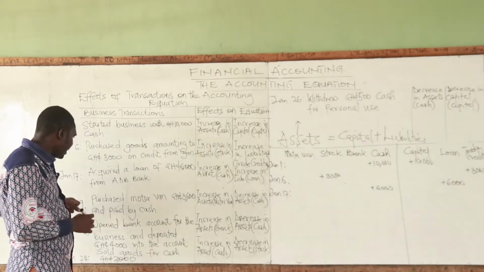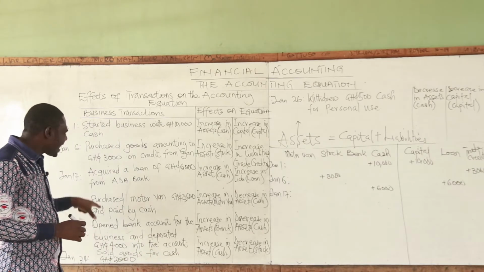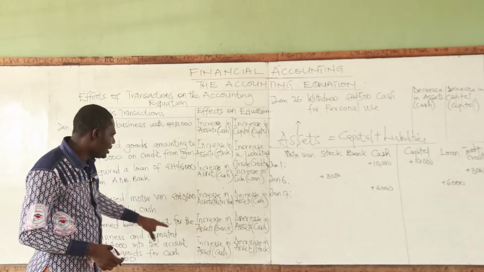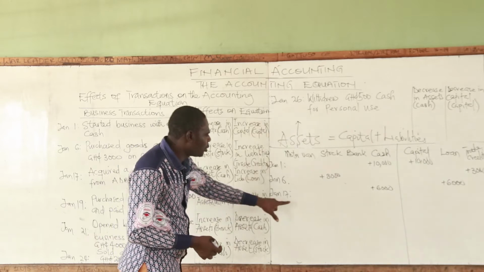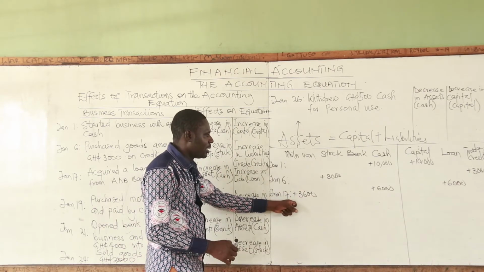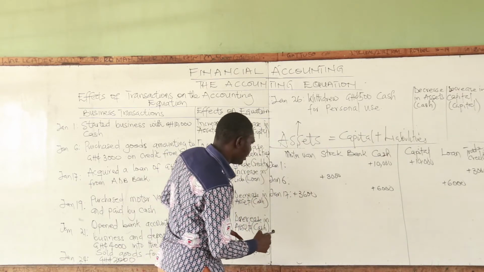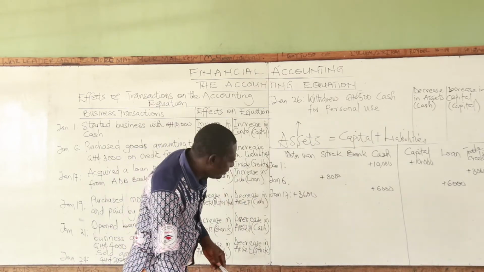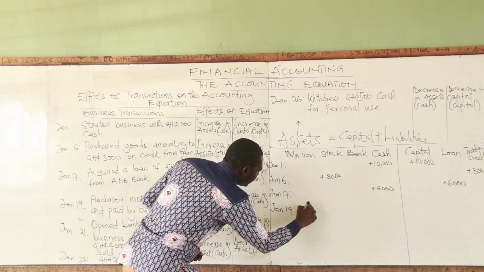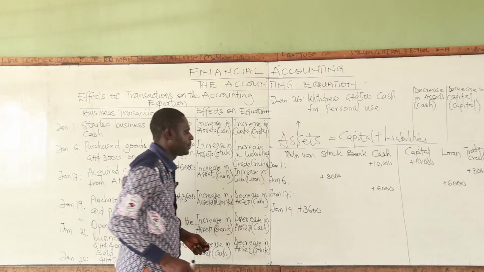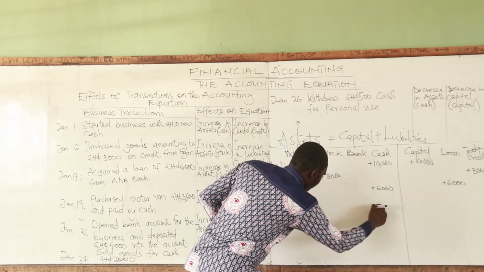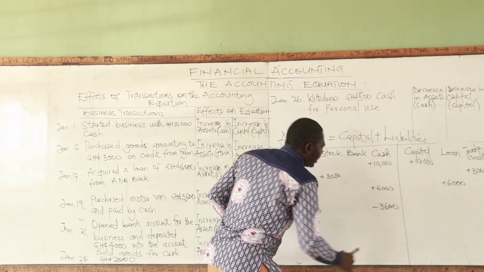Okay. Now let's look at the next date, 19th: purchase motor van, 3,600, and paid by cash. So cash is moving out. What did we say will happen? Increase in assets in the name of motor van. So let's look at motor van here. Motor van is increasing by how much? 3,600, so plus. On January 19th, there is an increase in motor van by 3,600. Okay? And at the same time, you use cash to pay for the motor van. So cash is reducing, minus 3,600. Can we see that?